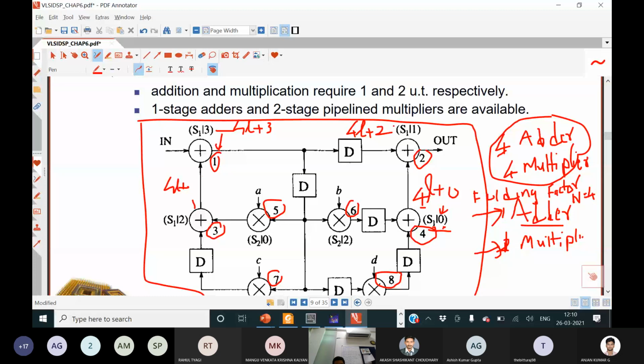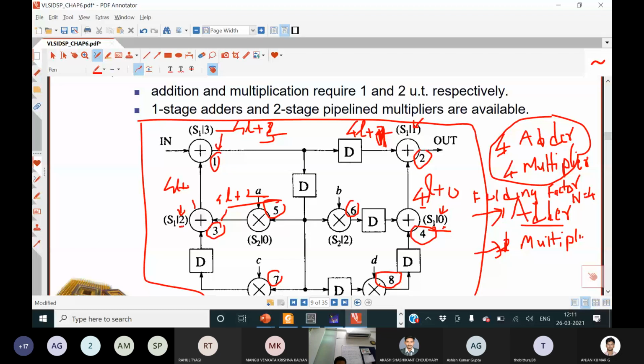Sorry, this is 4L plus 3, and this one is 4L plus 2. Okay, so ensure that you don't get confused like me.